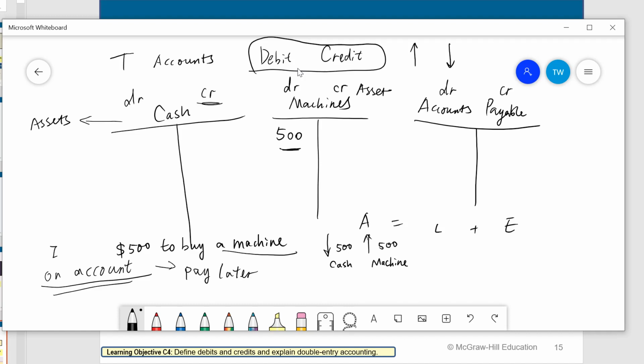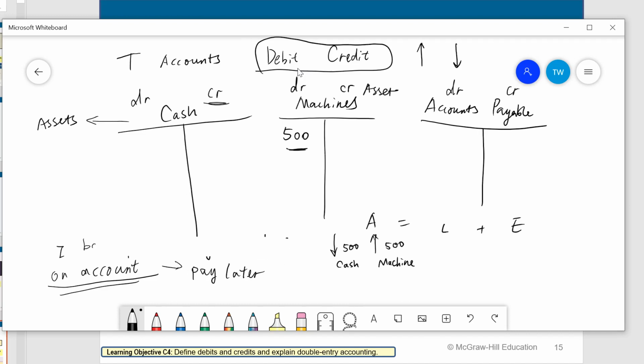I bought a machine for $500 and on account. So in this case, pay later means I will be paying in the future. I owe now, so we use accounts payable. For accounts payable, it's the same: debit on the left, credit on the right. For me, you have to think, do I owe more or do I owe less?